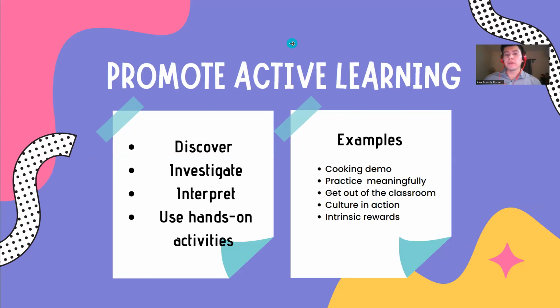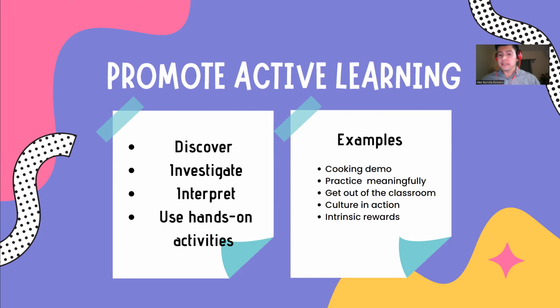Okay, how can we promote active learning in our classes? We can let our students discover things, investigate, interpret in their own ways, and use hands-on activities. For example, make students do a cooking demo. They can make a video of themselves cooking, let's say, spaghetti. Maybe something easier, cereal. It can be sandwiches.